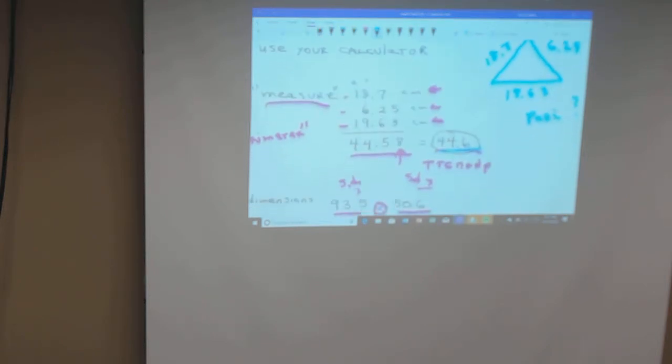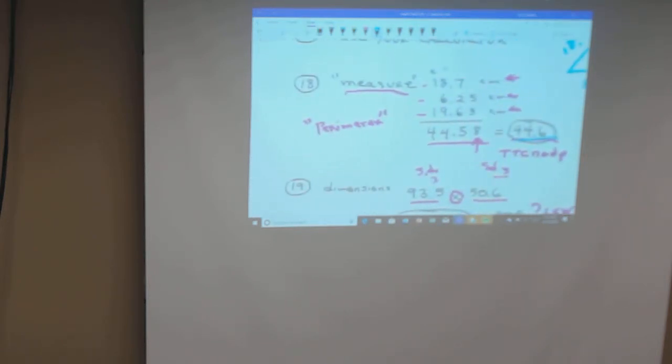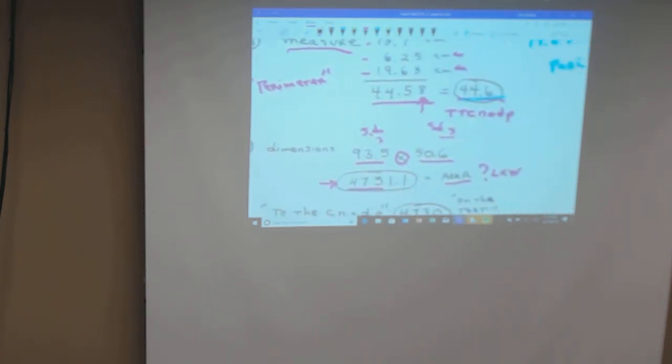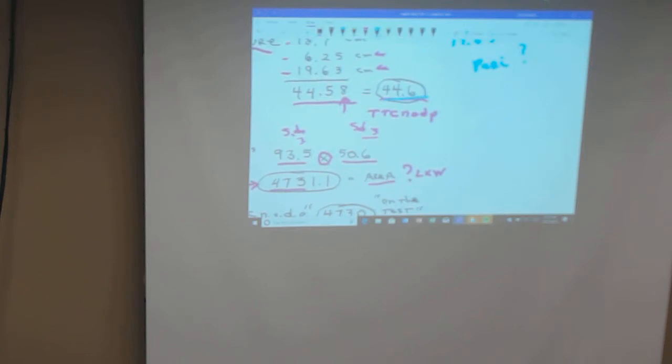All right. Number 19. The dimensions of a college basketball court. Did I draw a picture of that one? Well, you know what it looks like, don't you?